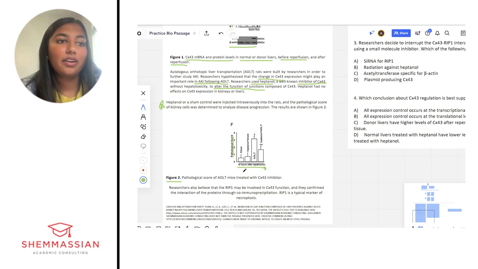We also want to note that there are four different treatment groups here. We have a sham group, we have a heptanol versus sham group, we have an AOLT group, and we have an injection and AOLT group. And it looks like sham would be the control in this case.